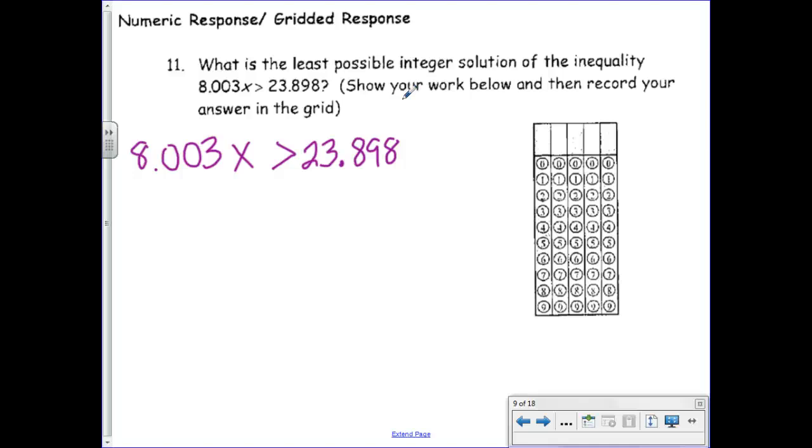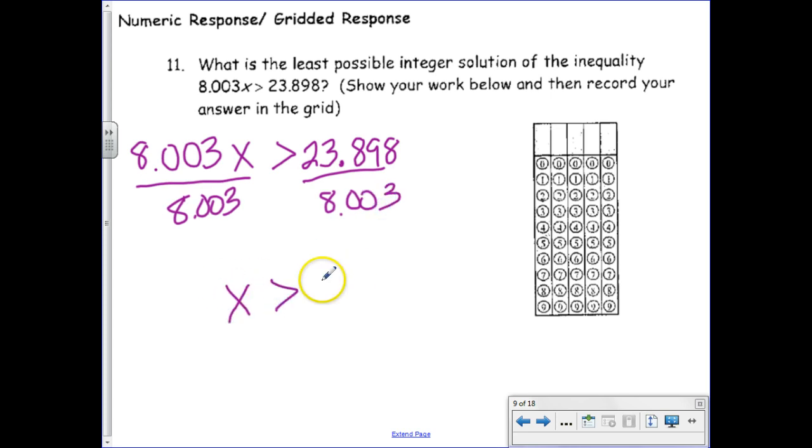All right, so goodness sakes, grab your calculator, okay? And when you do that, you get a number pretty darn close to 3, because you're going to divide by 8 3/1000ths. And you get x is greater than 2.9861, blah, blah, blah. Okay, long decimal. Now, don't start writing in 2.986. Read what it's asking you.